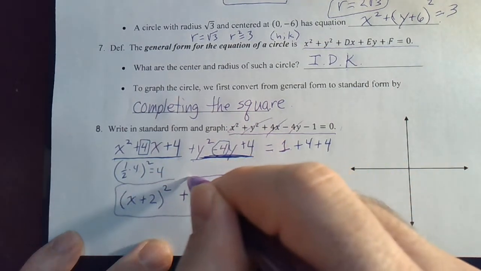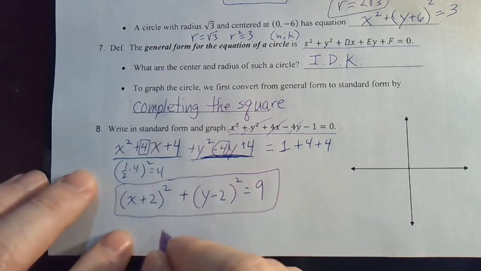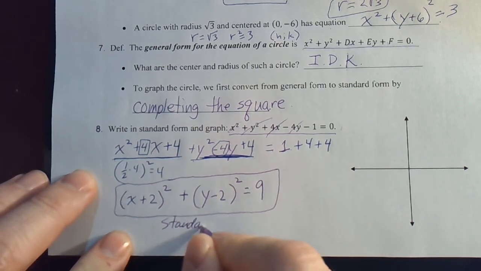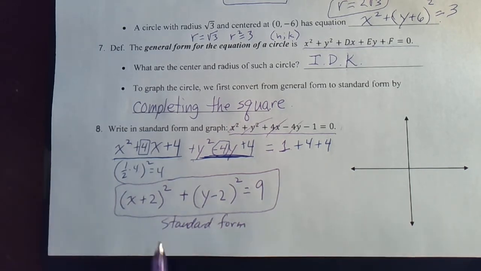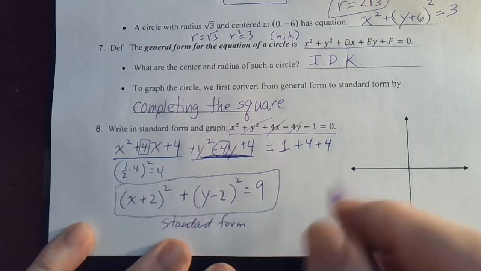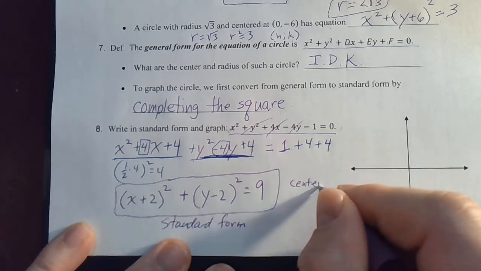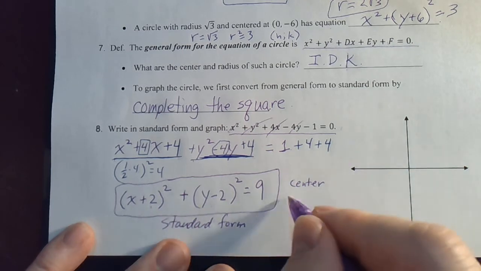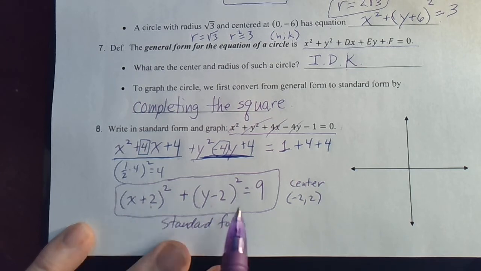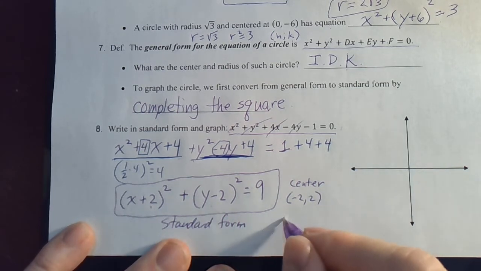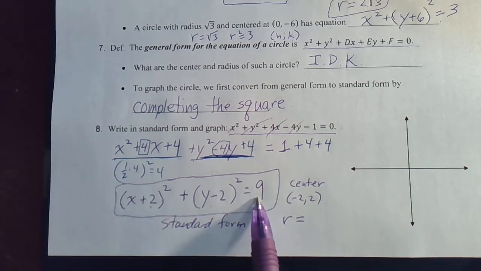So now it's quite simple. This is the standard form. Now that it's written in this form, I know exactly what the center and radius are. So what is the center? The center of this circle is going to be negative 2, 2. You can just take the opposite of positive 2 to get negative 2, take the opposite of negative 2 to get positive 2. And what's the radius, r? Well, 9 is r squared. So r is 3.